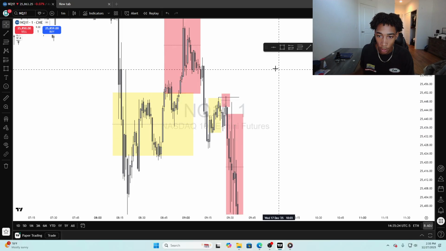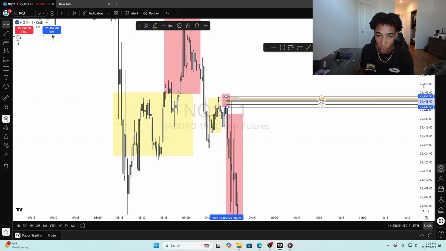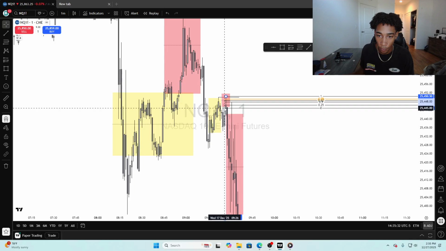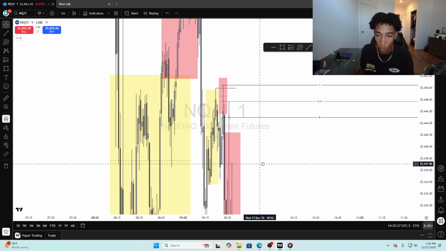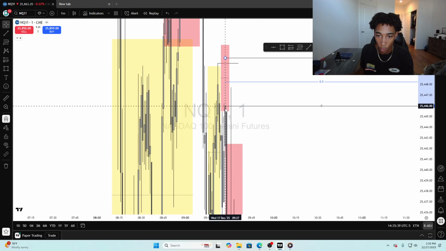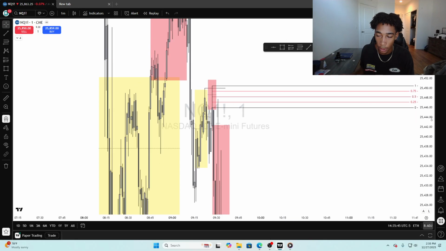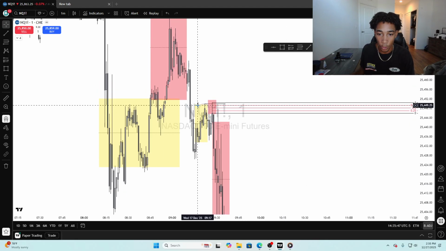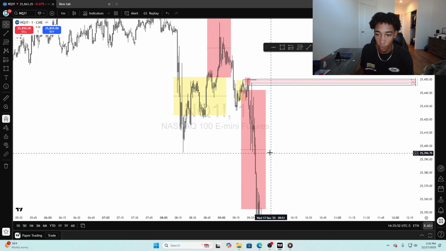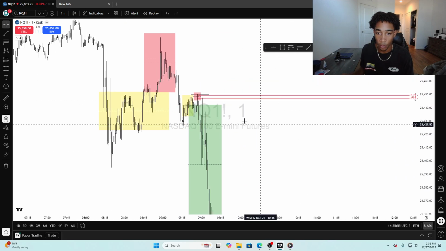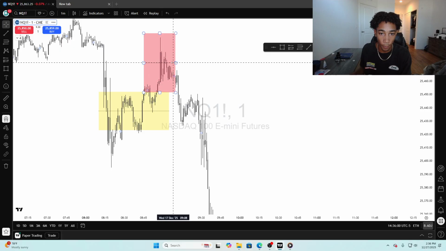9:30 opens, tags the rejection block, lower quadrant. Lower quadrant of it hits lower. Rejection block is obviously respected. We head lower and distribute. Makes sense? So that's power 3. That's how you form narrative for power 3.